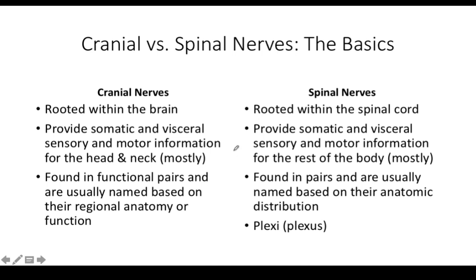So let's talk real briefly about just some basic differences between cranial nerves and spinal nerves. Obviously, cranial nerves are called cranial nerves because they're rooted within the brain, meaning they project to and from the brain. Versus spinal nerves, they are rooted within the spinal cord. So sensory and motor information that we're dealing with the spinal cord is going into and out of the spinal cord directly. Versus when we're talking about cranial nerves, we're talking about information going directly into and out of the brain through these.